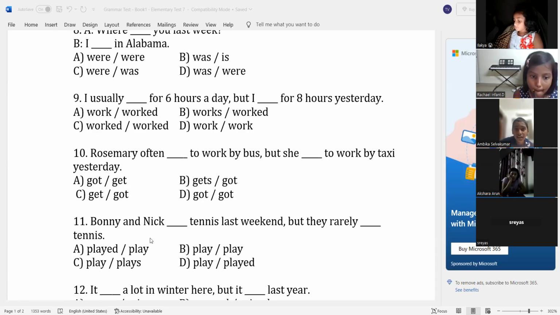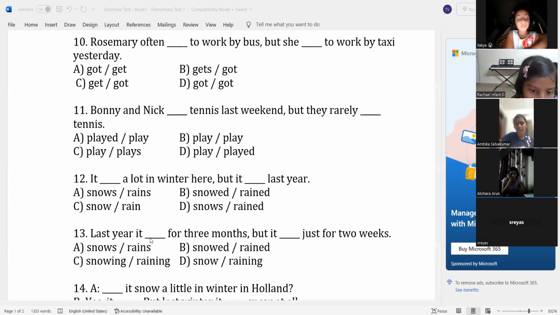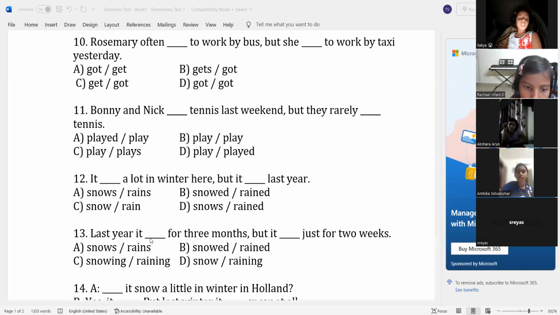Good job. Super. Ilakia, number 12. It blank a lot in winter, but it blanked last year.